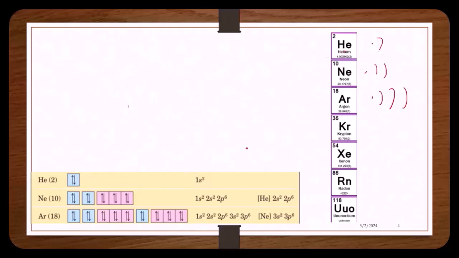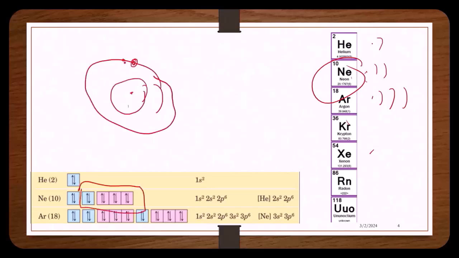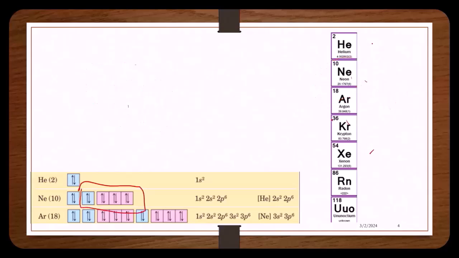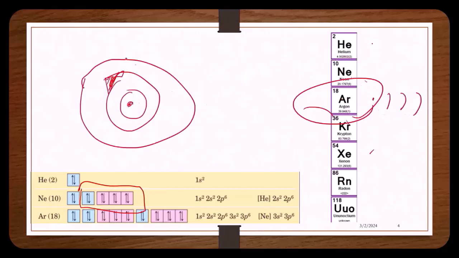Moving down to neon. Neon would be in the second period, so it would have 2 shells, and it has a filled valence shell. This has 8 valence electrons. There are 8 electrons in this outer shell, which would be filled. And looking at argon right here, this is the third period, so it would have 3 shells. So the outermost valence electron orbit would be this ring or orbit.